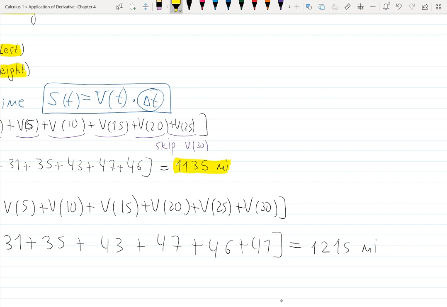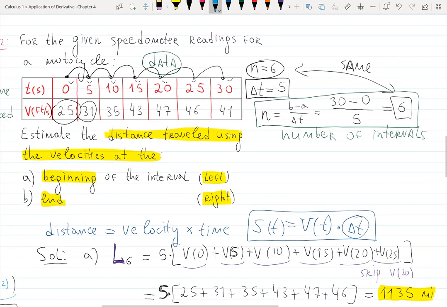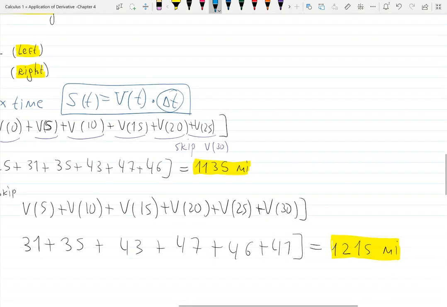Why is it approximate, not exact? Because we have a record every 5 seconds, and what happens between those 5 seconds is a mystery. The movement of the motorcycle is continuous. It's not actually jumping from 25 to 35. It was 25, 26, 27, 28, 29, because we know that the speed cannot jump. The motorcycle is not jumping in space and time with rapid increase or decrease of the speed. That's why missing that information gives us overestimation or underestimation.